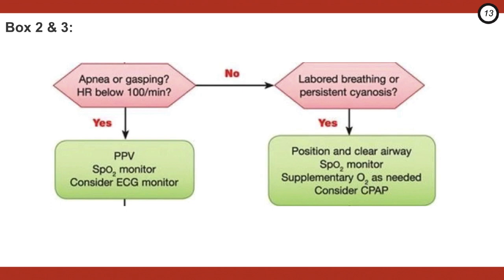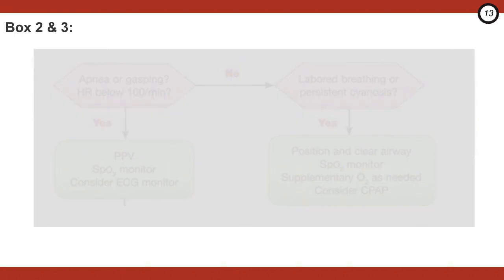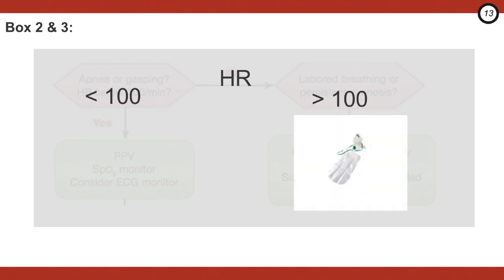This brings us to the next decision point. So you've stimulated, positioned the airway, warmed, and now it's time to reassess. First, check the breathing. Are they apneic or gasping? And next, check the heart rate. If the heart rate is greater than 100 and there's labored breathing and persistent cyanosis, then you want to reposition the airway, use a jaw thrust, suction if you haven't, and place an SpO2 monitor to guide further resuscitation.